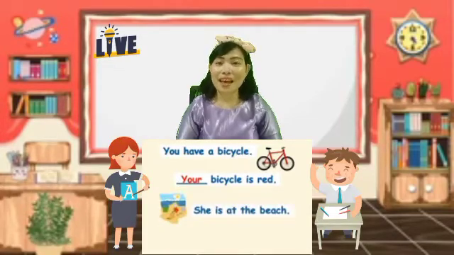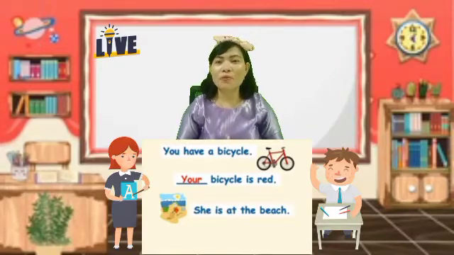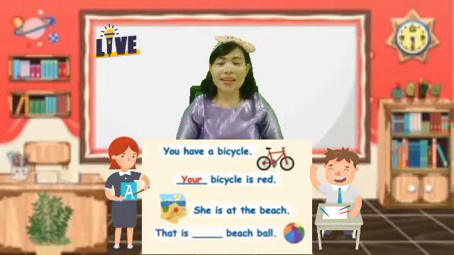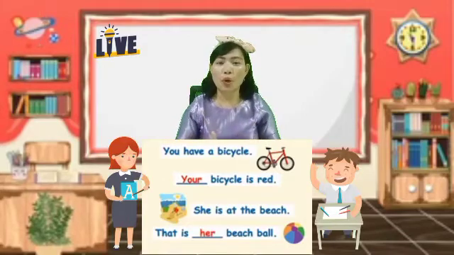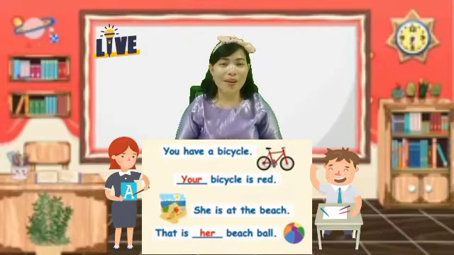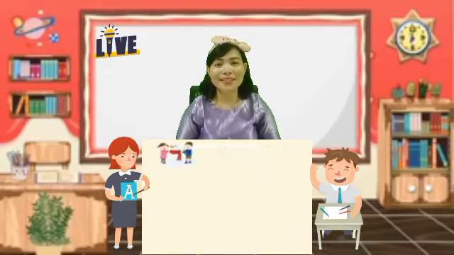Next example. She is at the beach. Subject pronoun is she. She is a female or a girl. So the possessive adjective of she. Do you know? Yes, correct. Her. So that is her beach ball. Okay, kids, understand? Right. So next example, let's see again.